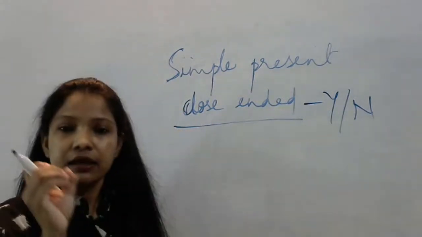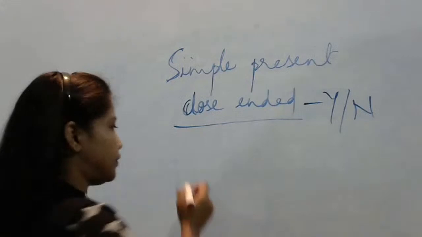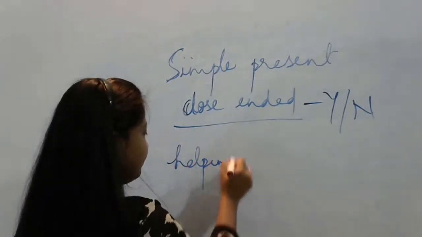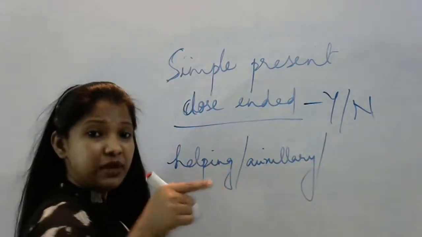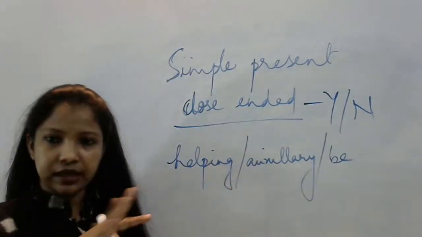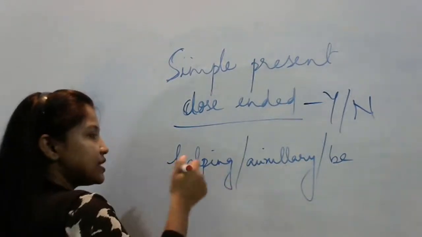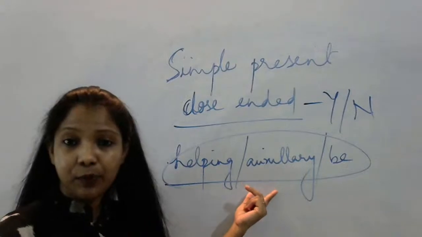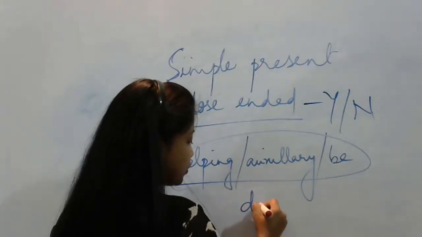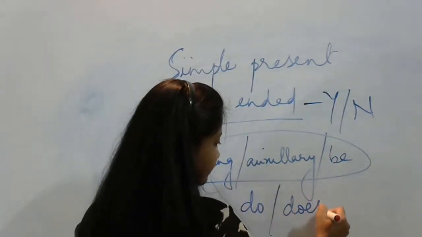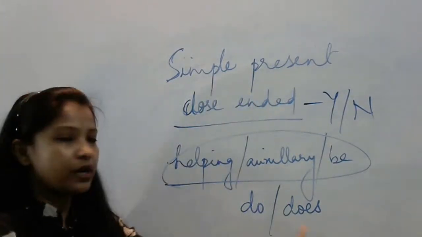Now remember one thing, that the helping verb or auxiliary verb. When you are framing a sentence, you need a helping verb, or auxiliary verb, or we also call it be verb. One verb has three names. We need the help of this verb. Now please remember, the helping verb that we use for framing a sentence in simple present is do or does.